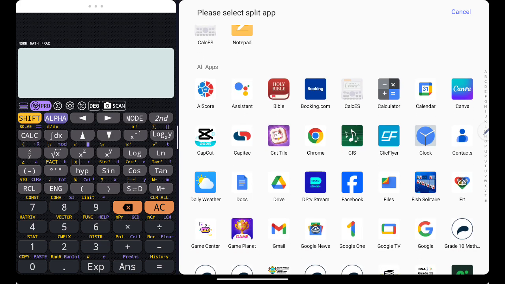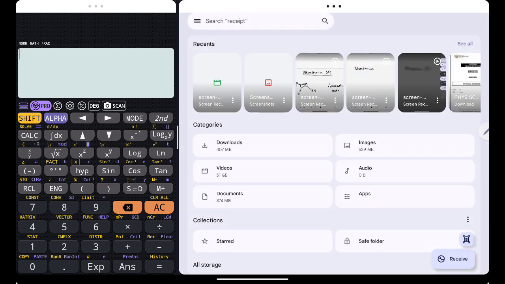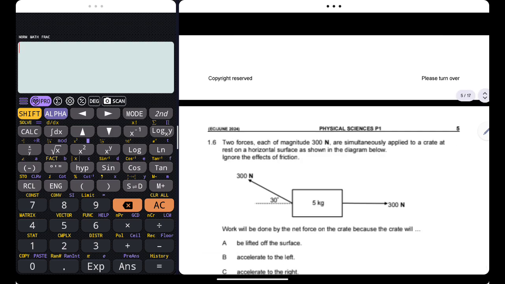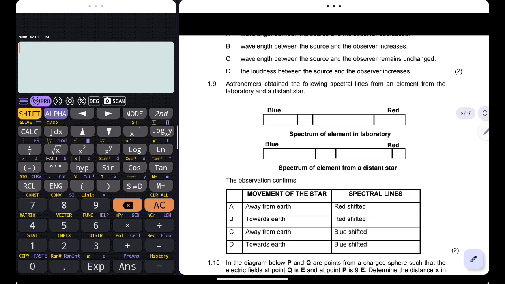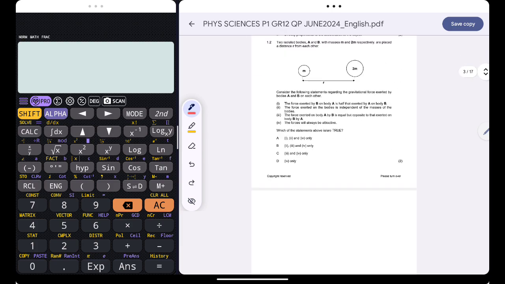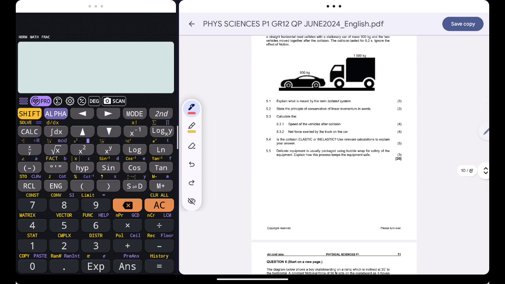Where will I find these exam questions? Okay, here are my files. Downloads. Okay, there's a question there I want us to attempt, and that's question number 5 from the 2024 June examination.